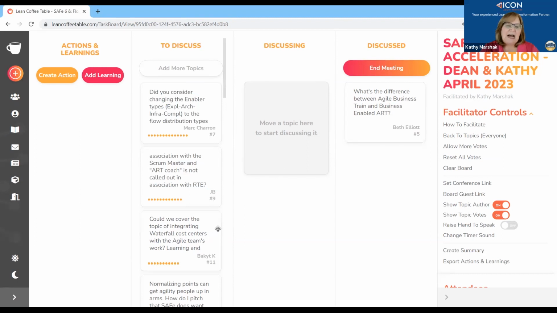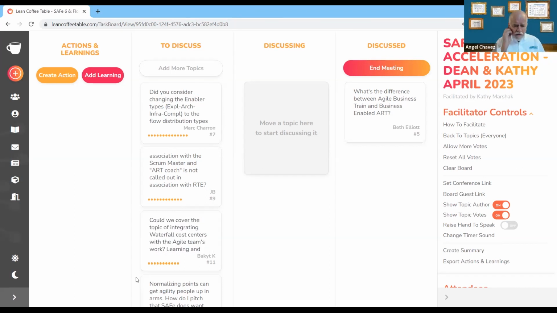Could we cover the topic of integrating Waterfall cost centers with the Agile teams' work? The learning and development section seems to work in Waterfall while the team works in the Agile format. It's kind of a compound question. We know how to interoperate with Waterfall and Agile.